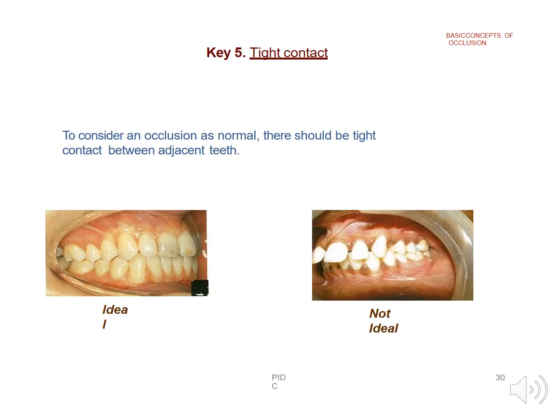Key number 5, tight contact. To consider an occlusion as normal, there should be tight contact between adjacent teeth. So the teeth should be well aligned, and there should be no spaces between the teeth. We can see the first photo is an ideal occlusion, and the second photo is not ideal because there are spaces between the teeth.